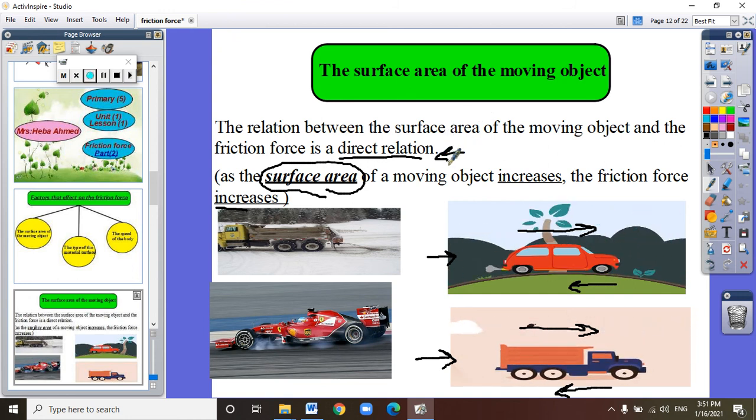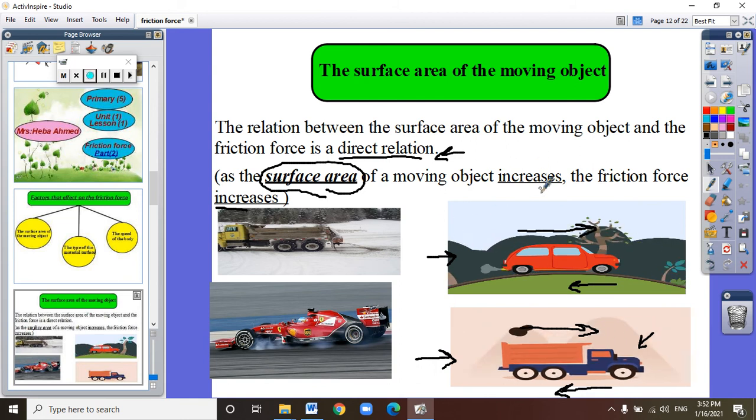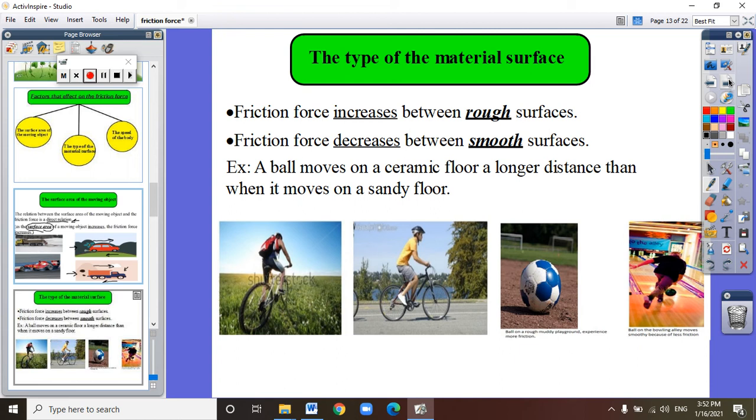Okay? So the surface area of this car here is bigger than this car. So the friction force that is able to stop this car is bigger than the friction force to stop this car. So when the surface area increases, the friction force is increased. So between the surface area and the friction force, there is a direct relation. Let's go to factor number 2, which is the type of the material surface.